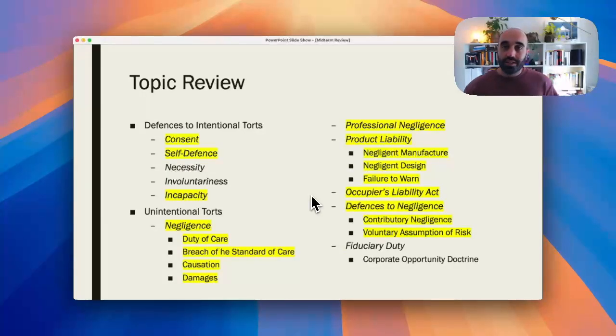We then moved on to unintentional torts. The big one here, negligence, right? We went through the test for duty of care, and remember, duty of care is concerned with whether or not the defendant owed a duty to the plaintiff, not the contents of the duty, right? So I noticed in marking the assignments, many people confuse these two things, right? Duty of care is just, does the defendant owe a duty to the plaintiff to take care? We don't care about what they should have done. We just care about whether or not they had to do anything at all, right?